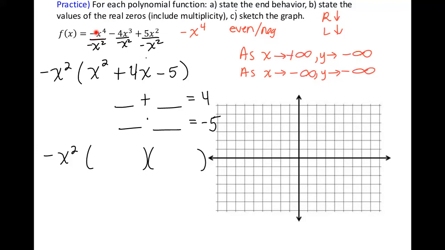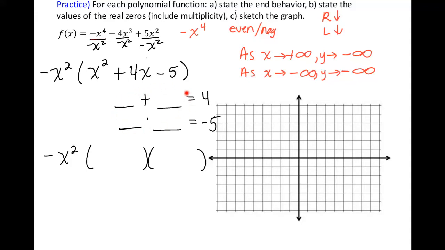So when we divide by a negative, all of your signs have to switch. So I'm taking out the negative x squared so that this first one could be positive. So negative divided by negative should be a positive x squared. And then negative divided by negative should give you a positive 4x. And then a positive divided by negative should give you a negative 5. So your two numbers right here should be a positive 4 and a negative 5.